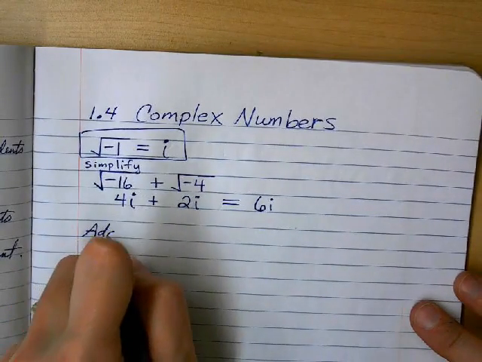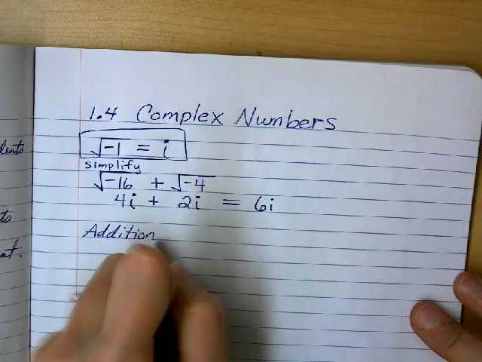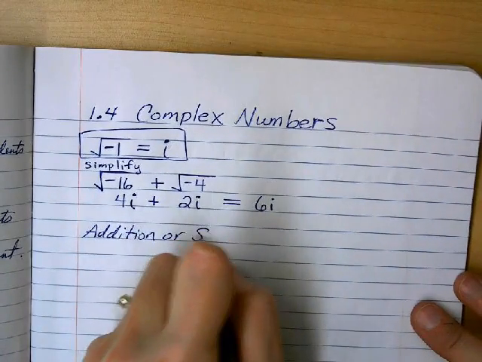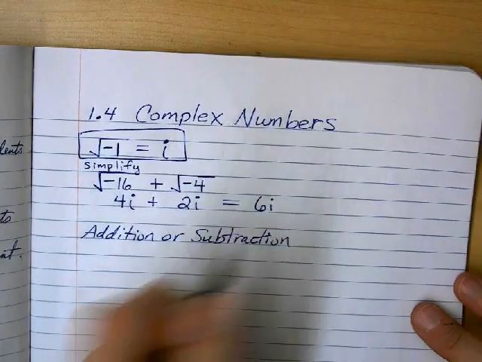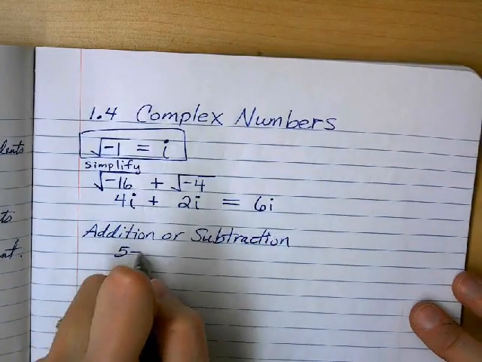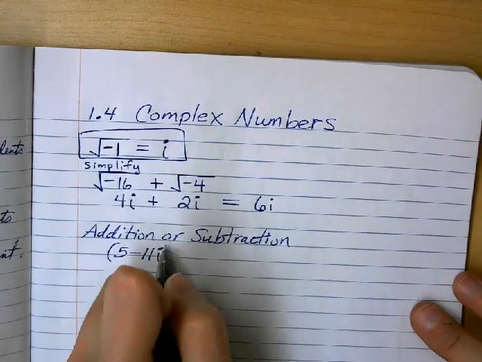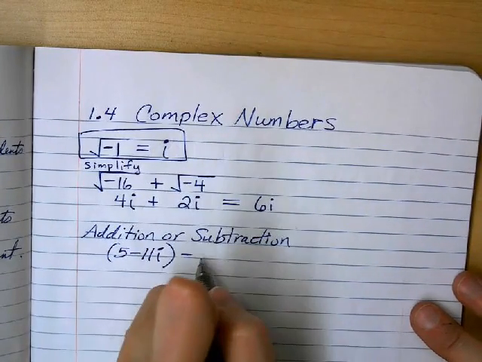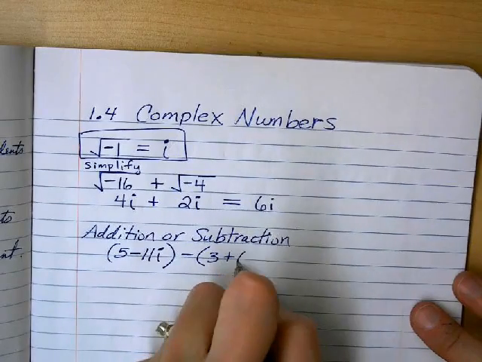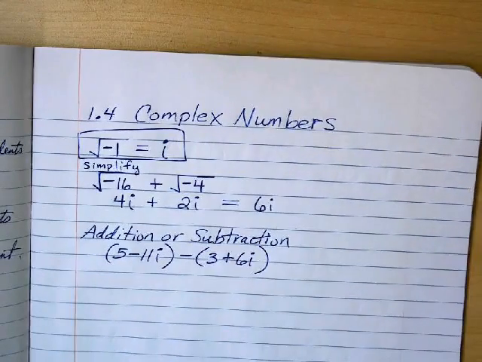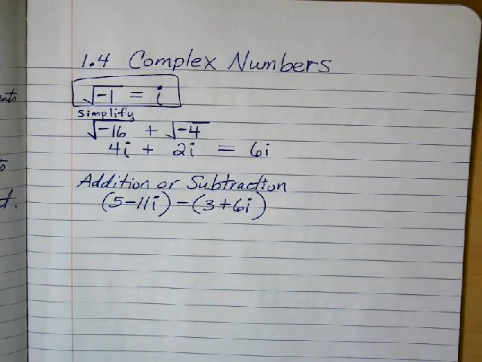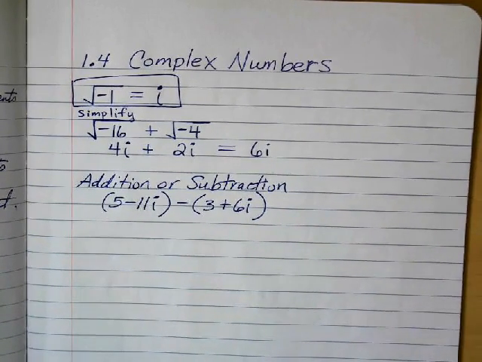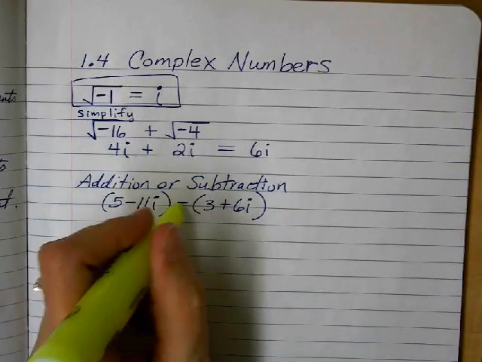Let's try one of those. Like, what if you had to do 5 minus 11i minus 3 plus 6i? Add and subtract like terms. You add that up. Some of you notice, I think a lot of you remember, it has a negative in the middle, so you gotta remember that negative applies to things behind it, like distribute your negative.